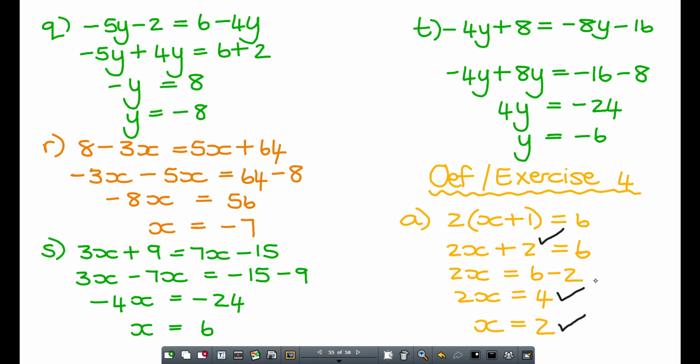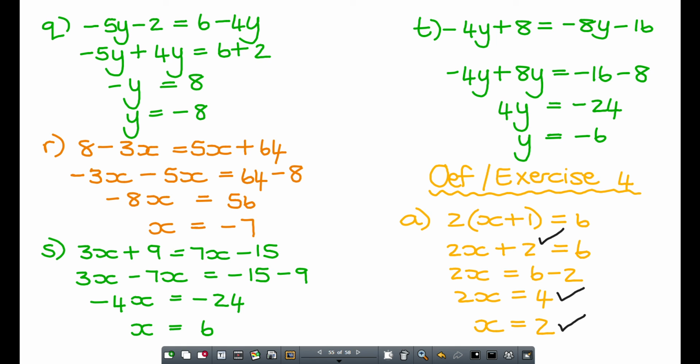You don't get a mark for writing out that step. That's why I'm saying if you are comfortable with it, you can skip that step. The step that you are going to get your mark for is 2x is equal to 4. Because by getting the 4, I knew that you took the 2 over and you subtracted it. Okay? And then I've got to get rid of this coefficient. So how do I do that? I divide both sides by 2. And that's how I get x is equal to 2.